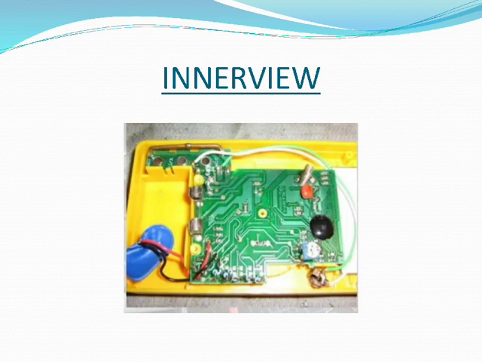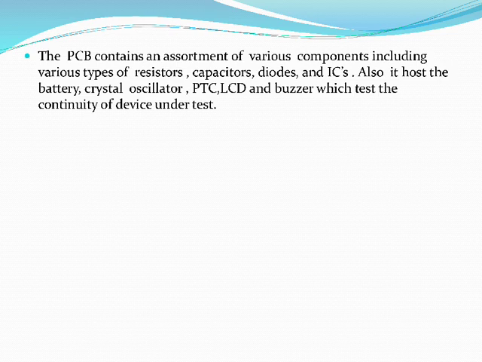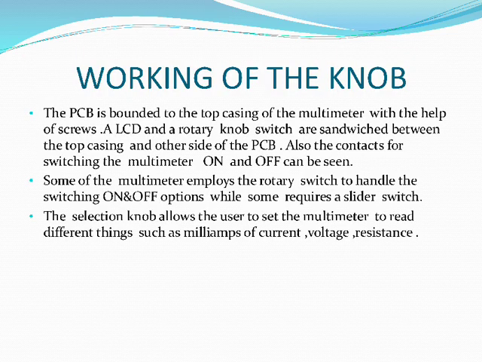This is the inner view of the digital multimeter. In a digital multimeter, the PCB contains an assortment of various components including various types of resistors, capacitors, diodes and ICs. Also, it hosts the battery, crystal oscillator and PTC, LCD and buzzer, which tests the continuity of the device under test. Let us discuss the working of the knob.